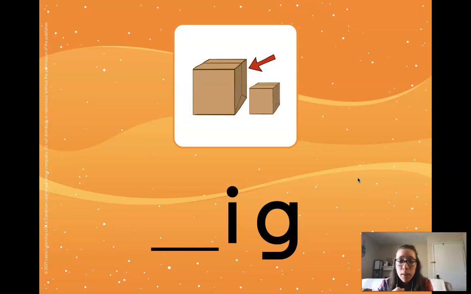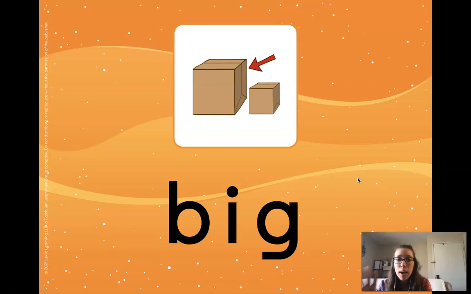Good. The first sound in big is B. And what letter says B? That's right. B says B. So the word big is spelled B-I-G, and we can sound it out. B-I-G, big.